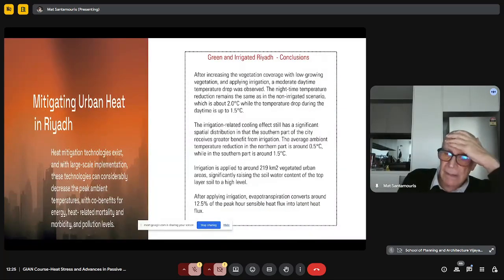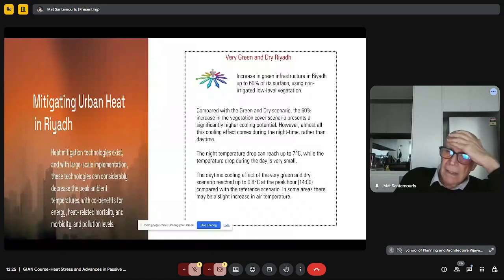And the same happens also when we increase the size of parks, but we don't irrigate. The impact of the size of the parks and the size of the green area when trees are not irrigated is not really important, especially for this climate.